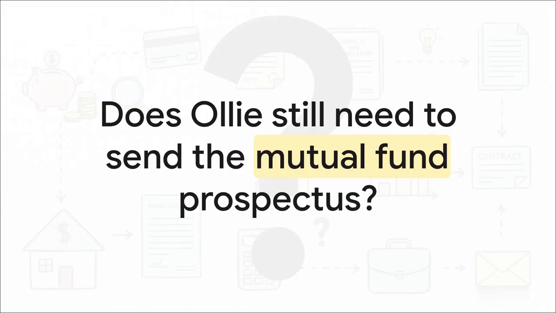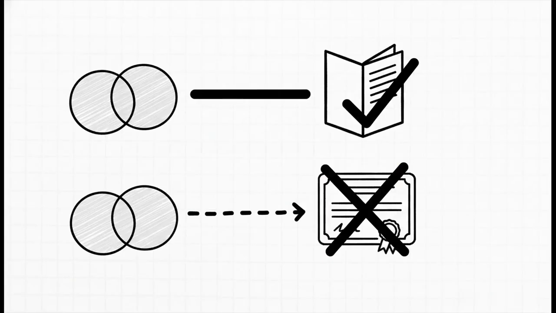I want you to really think about this. Ollie already gave Kara the options disclosure document. Does he still need to send the mutual fund prospectus? Pause the explainer right now. Lock in your answer in your head. Do you know it? The answer is yes.